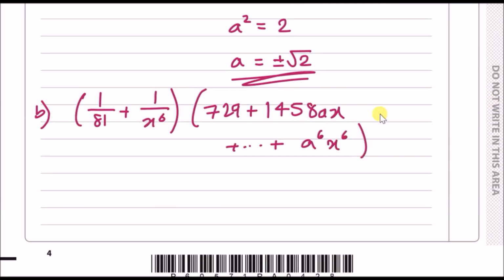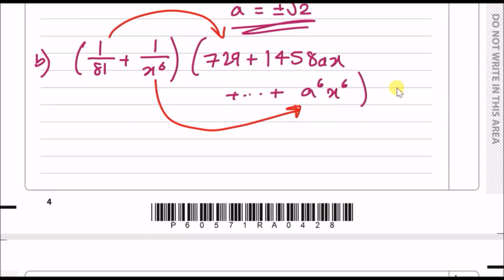So you basically do 1 over 81 times this, and 1 over 81 times the next one, and so on. But we're not going to do that, guys. What we're going to do instead is multiply 1 over 81 with 729 only, because if we multiply this with every other term, we're going to get an x. And we're going to multiply 1 over x to the 6 with the final term. Again, this x to the 6 will cancel with this x to the 6.